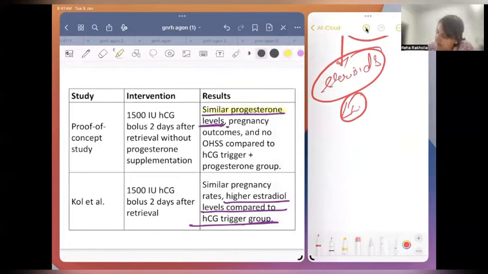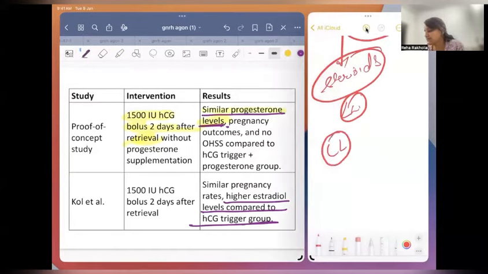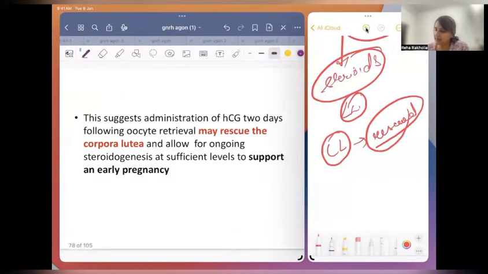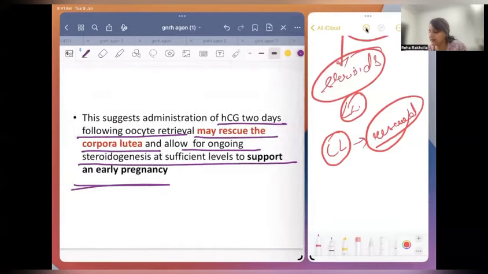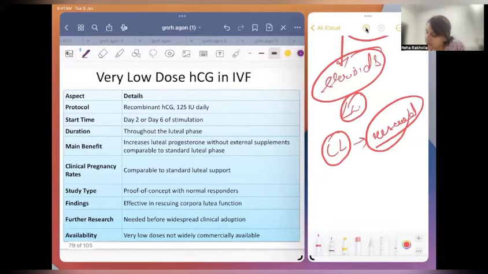Similar means even when we add HCG after 2 days of retrieval, their corpus luteum is getting rescued. Both studies show that. This suggests administration of HCG 2 days following oocyte retrieval may rescue the corpus luteum and allow for ongoing steroidogenesis at a sufficient level to support an early pregnancy. Now, very low dose HCG in IVF.